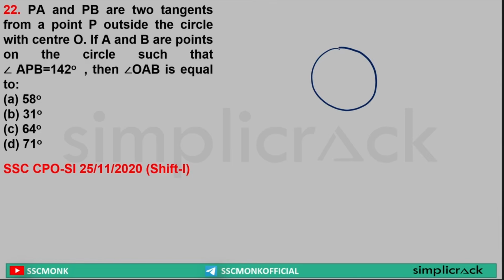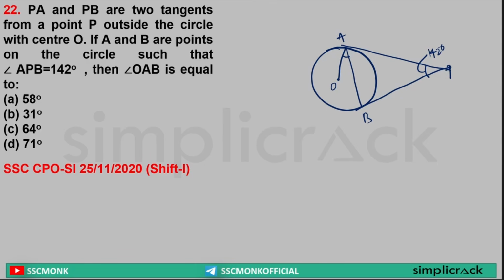This is a circle. One tangent here, another tangent here. Let's say this is P, this is A, this is B. It is saying APB is equal to 142 degree and this is the triangle O. It is asking what OAB is. This is the angle it is talking about.